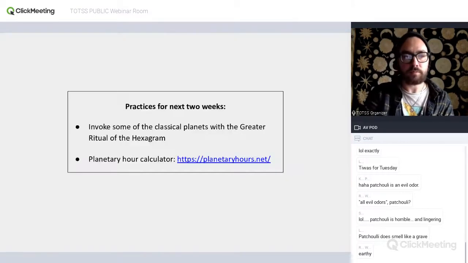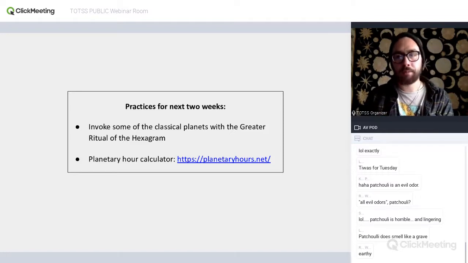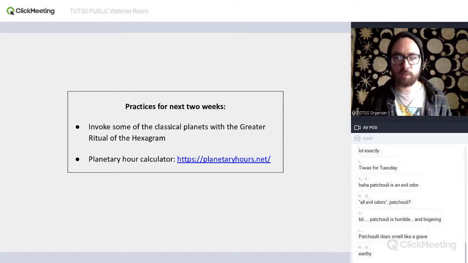All right, so for the next 2 weeks, you can give it a shot, try out a couple of these. That ritual structure that I suggested is pretty involved. You're looking at at least 45 minutes probably of time, if not an hour. It's fairly involved and pretty energetic. So this is probably something you don't want to do on a daily basis, and especially if you're starting off, I don't recommend doing it every day. Doing it just once or maybe twice a week for the greater ritual of the hexagram is probably plenty if you're just starting off. So, go ahead and try a couple of planets.